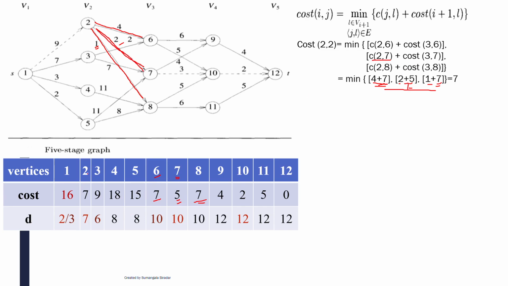If you consider the 2 to 7 edge, then you get 7. So for vertex 2 you now have to update with the value 7. You got the value as 7. And for the next adjacent vertex, which one have you considered? Then you got the minimum value, that is 7 here.